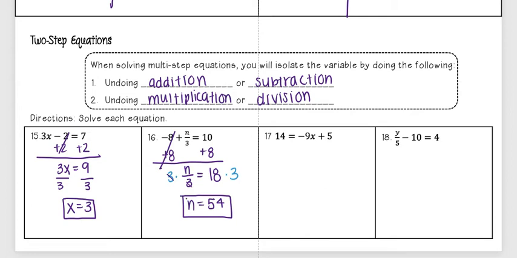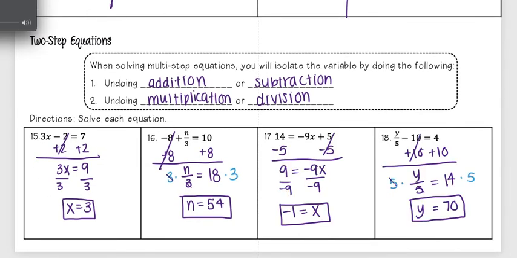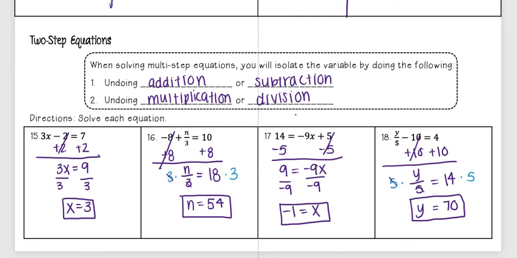Okay, go ahead and pause the video and try doing those last two. So those are the answers that you should have gotten for those last two. Again, I had to move what was added first, and then when I divided out by -9, I got -1. And then same thing here. Here, since it was y divided by 5, I had to multiply both sides by 5, and I got 70.